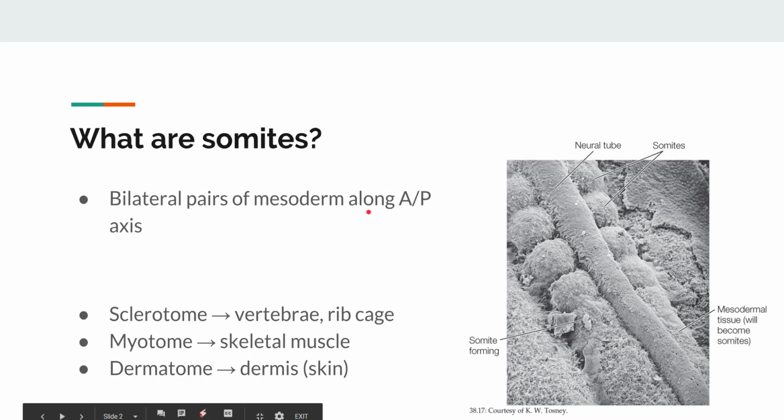Eventually, somites will diverge and form different types of tissue: sclerotome, myotome, and dermatome. The sclerotome will contribute to the vertebrae and the ribcage, myotome into skeletal muscle, and dermatome into the dermis, or the skin. So the formation of the somites is really the very beginning of the formation of the rest of the body plan, like these tissues and bones that we see here.